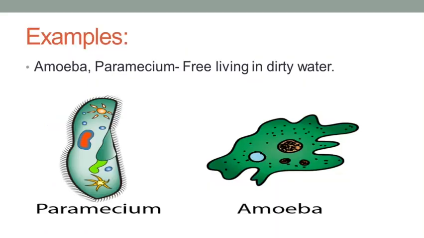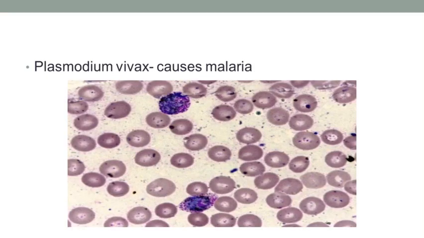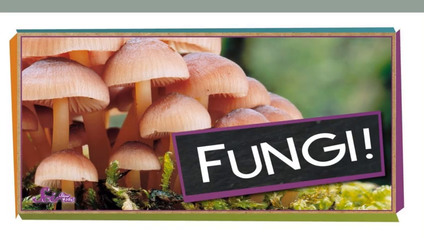Now here we have some examples of protozoans. Amoeba and paramecium are free living in dirty water. The next example is Entamoeba histolytica, which causes amoebiasis. Next is Plasmodium vivax. These protozoans can cause the disease malaria. Next is Euglena, which is autotrophic. Autotrophic means they produce their food by themselves. Now the next microorganism is fungi.